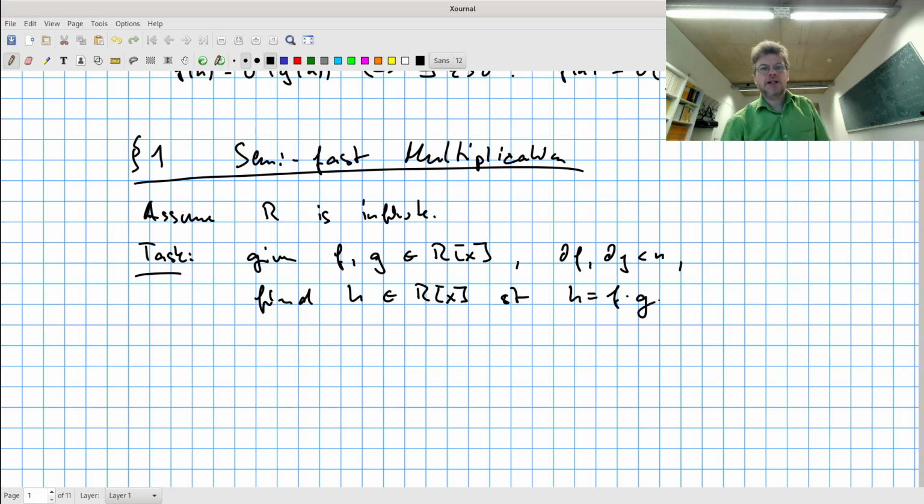Now, if I say given is a polynomial, then I always mean given is a list of its coefficients. And if I say find a polynomial, then what I want to have is a list of its coefficients. So more precisely than written here, I should say given the coefficients of a polynomial f and the coefficients of a polynomial g, both of which have a degree less than a certain n, we want to compute the coefficients of their product, called h.